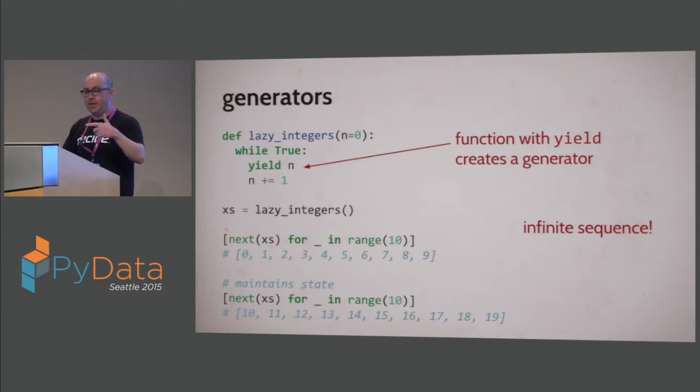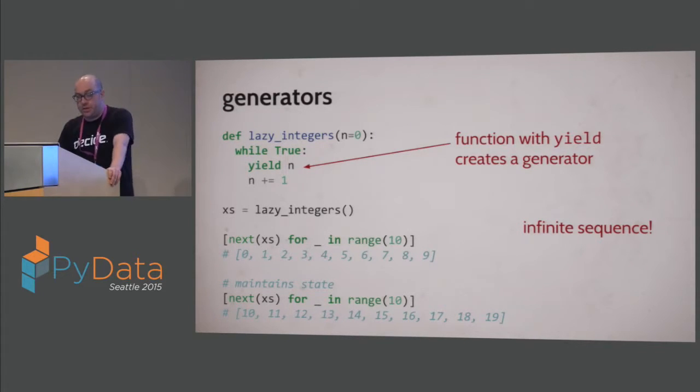Then when you call next again, it'll go back to where you left off and keep going until it sees another yield, and so on. So for instance, if I call next on this lazy integers, it sees while true, goes into an infinite loop, yield 0, stops. Then I call next again, it goes back, adds 1 to n, and repeats the while loop, yields 1, and so on.